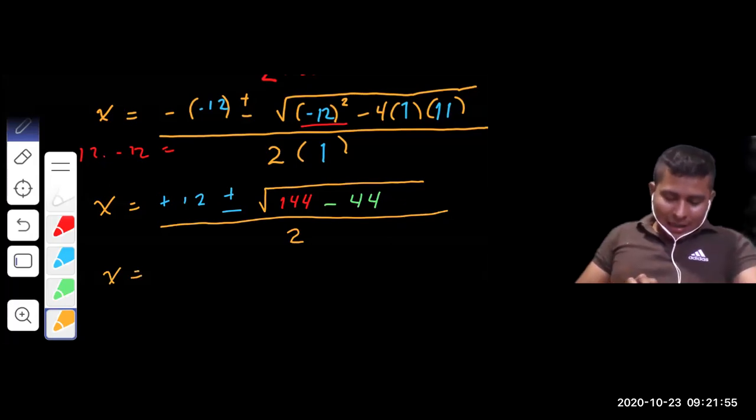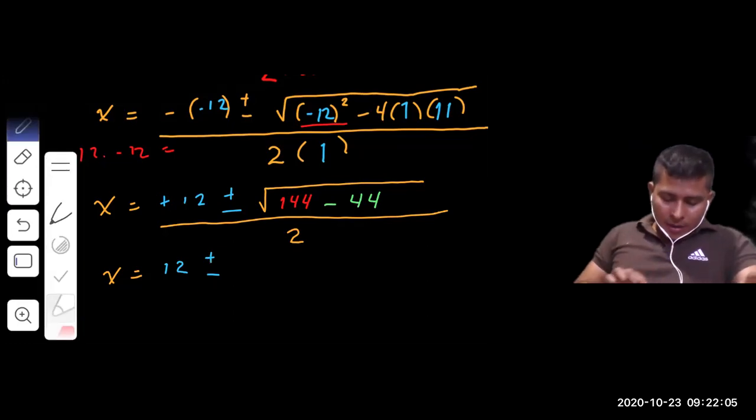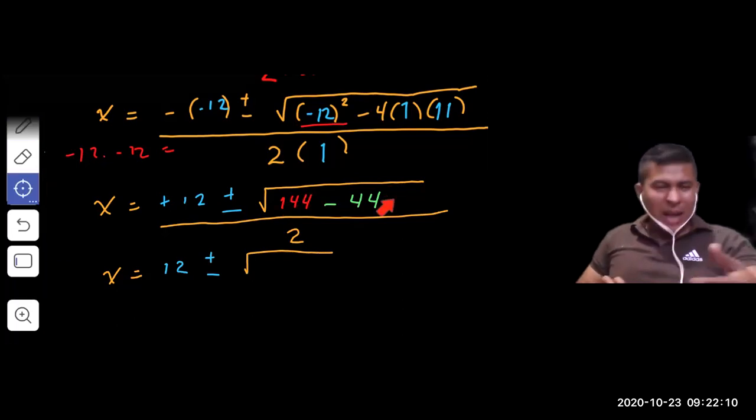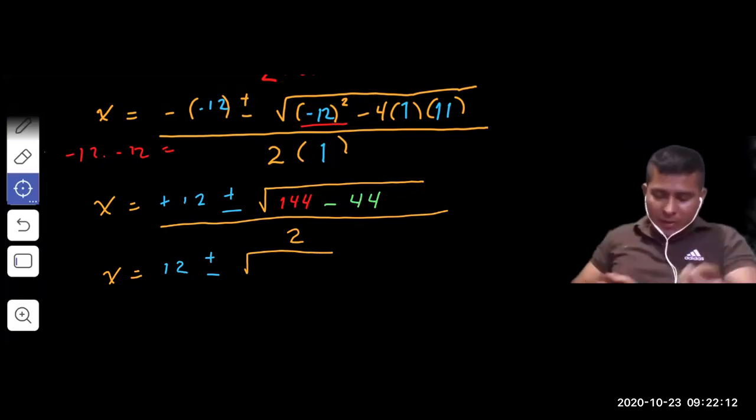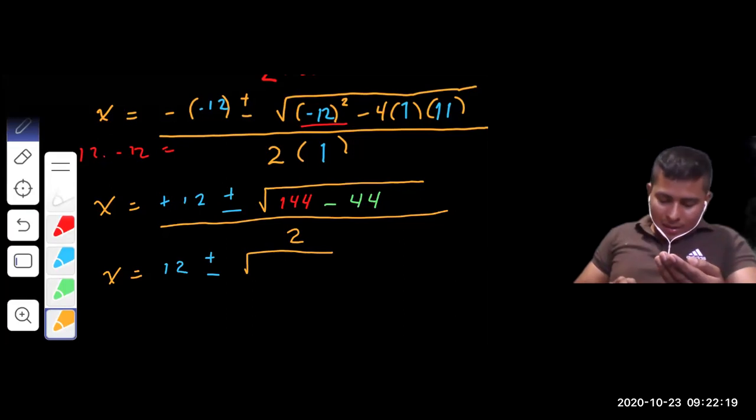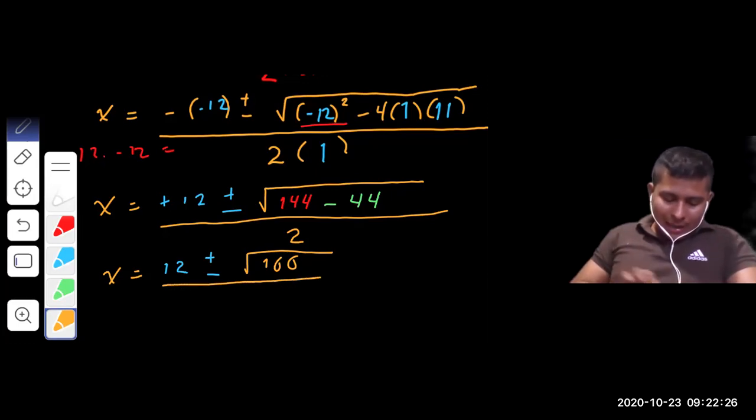Let's simplify. This 12, I'm just going to copy it. I don't need the positive. Plus or minus, this is from the formula. Square root of, okay, guys, I have a subtraction here. Let's simplify that the most we can. 144 minus 44, that is 100. Excellent. Over what, guys? We just copy the 2.